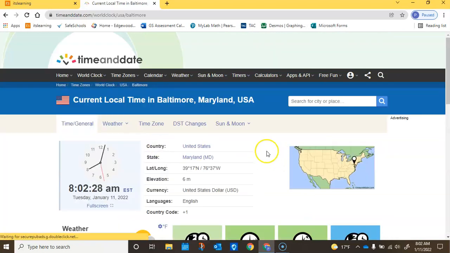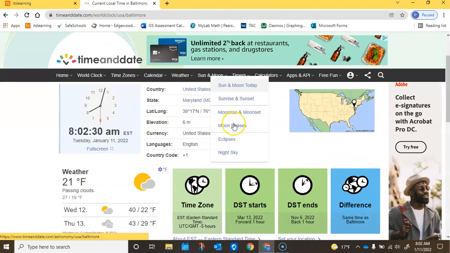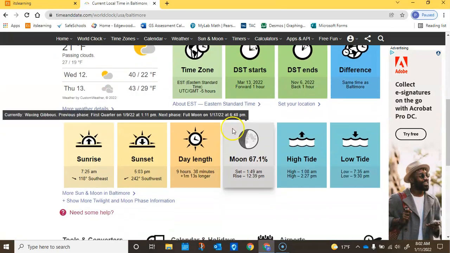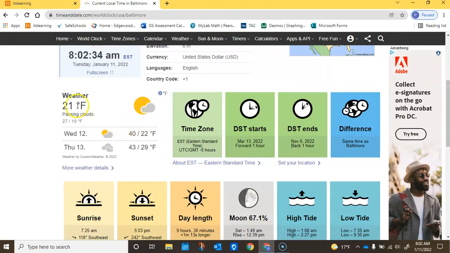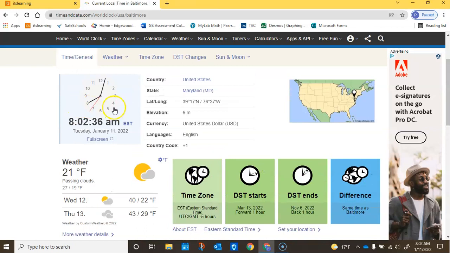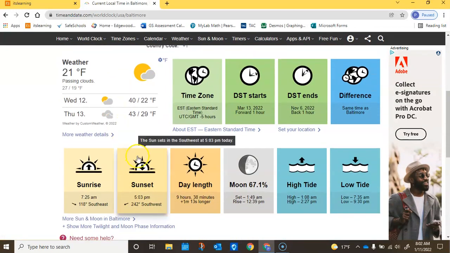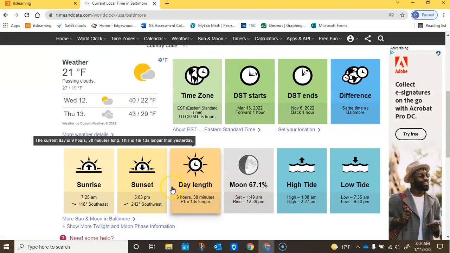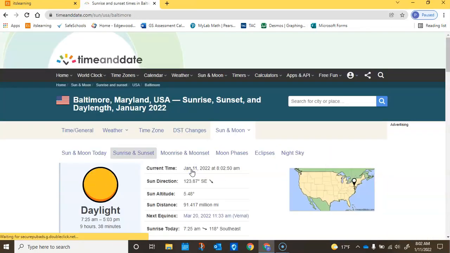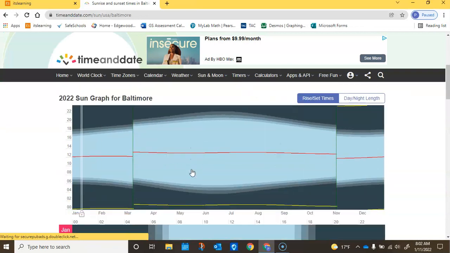So if I click Baltimore, Maryland, USA, I've got Baltimore, Maryland. And see down here, it says the length of the day on there. Yes, today's day length is 9 hours and 38 minutes, which is 1 minute 13 seconds longer than yesterday's daylight. So if I click this day length, this is the beautiful part of this website.